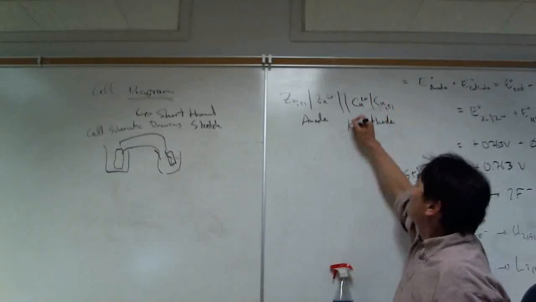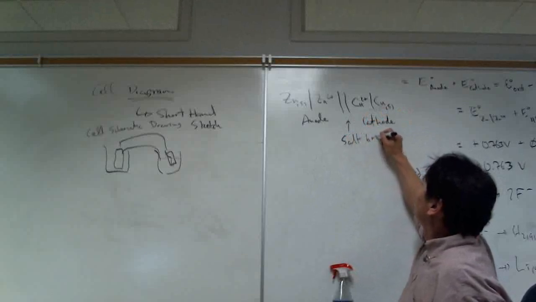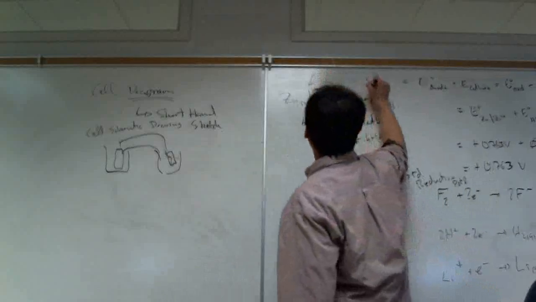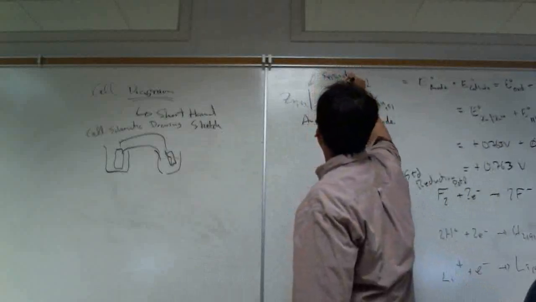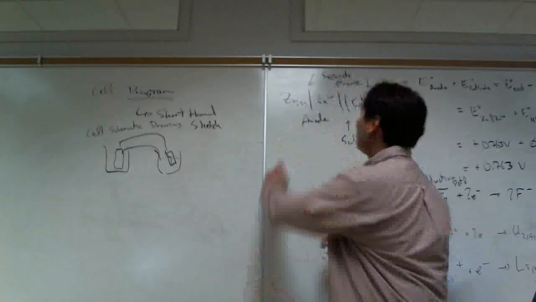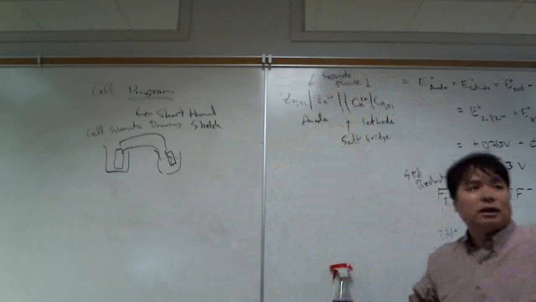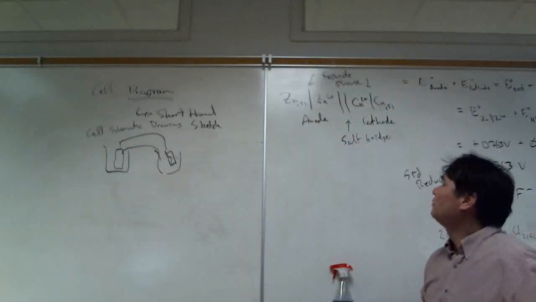And what the double line here represents is the salt bridge. And the single lines separate phases. Phase would be solid from aqueous. This is a phase boundary, call it. And so this would be our first one.